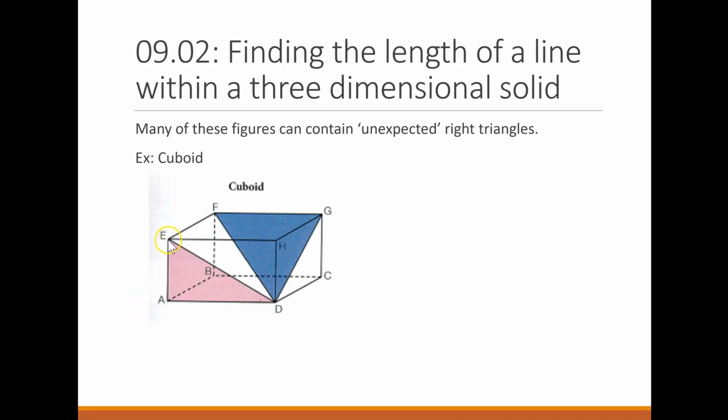So inside this rectangular prism or cuboid, one example of a calculation triangle would be this pink guy, EAD. That should be pretty obvious. I mean, it looks like a right angle here at A. But this blue one, triangle FGD, is also a right triangle. The right angle is here at G.